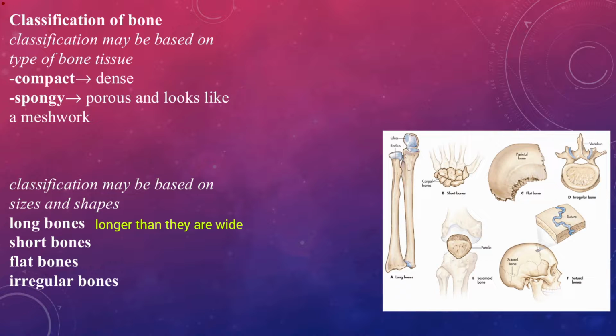Long bones are longer than they are wide. Short bones are more cube shaped.